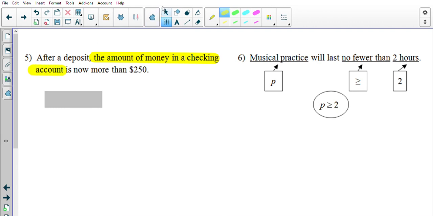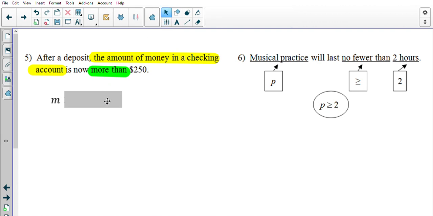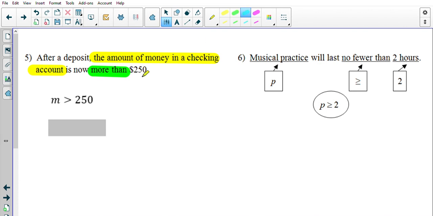So I chose the variable M to represent that for money, and we have now more than. That's not no more than. You want to read carefully. More than is going to be greater than, and of course we have our number 250, which is going to go after that. So the amount of money is greater than 250.